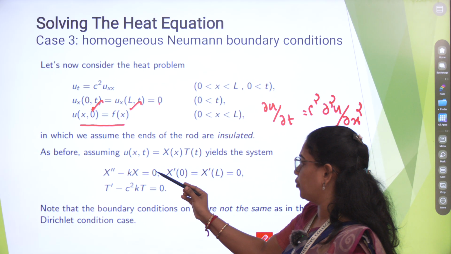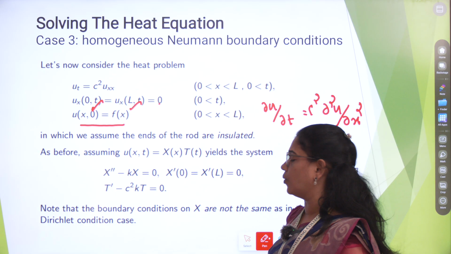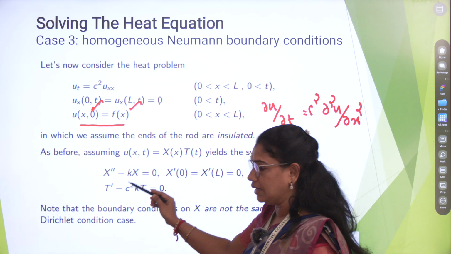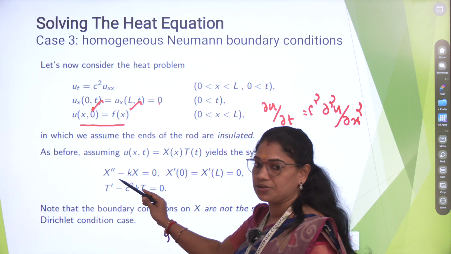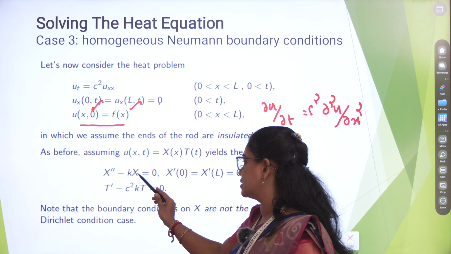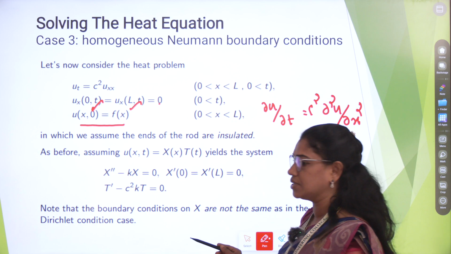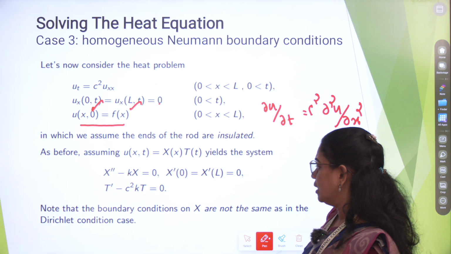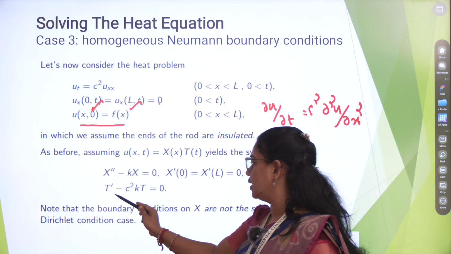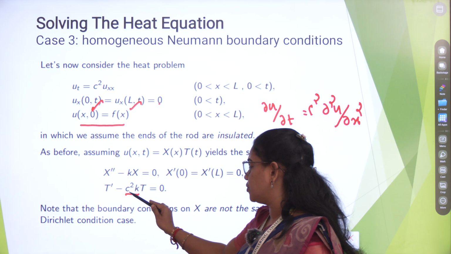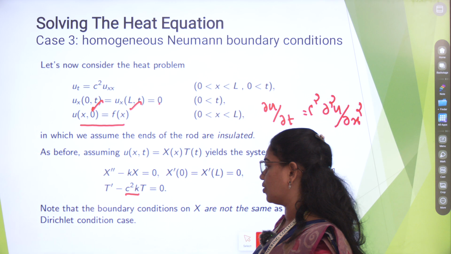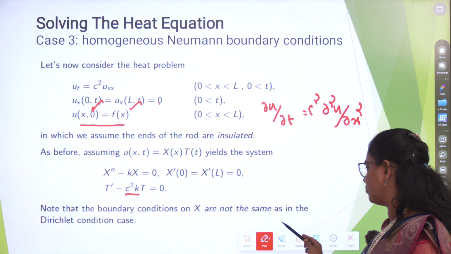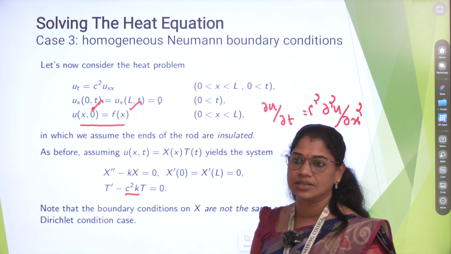insulated. As before, assuming u(x,t) equals X(x) T(t) as the solution, we get the second order differential equation X'' minus kX equals 0. The boundary conditions are X'(0) equals X'(L) equals 0. Then we get the function T' minus c squared k T equals 0. Note that the boundary conditions on X are not the same as in the Dirichlet condition case.